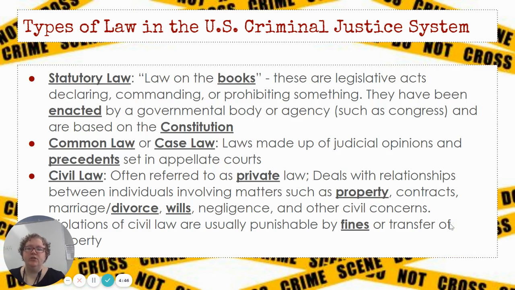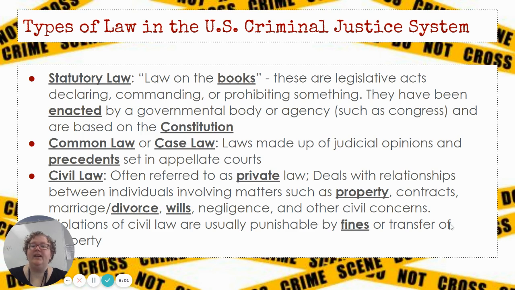All right, there are different types of laws in the U.S. criminal justice system. First type of law is called statutory law. This is known as kind of the law on the books, so to speak. These are legislative acts that are passed by Congress that declare, command, or prohibit something.